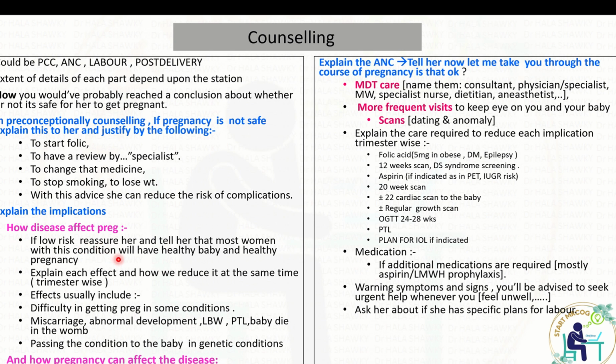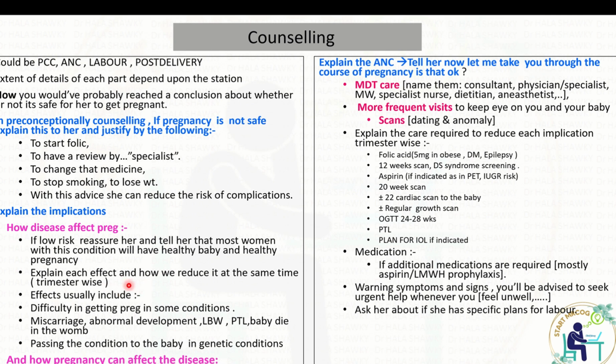are used more frequently if you find the patient low risk. So reassure her that most women with your condition will have a healthy baby and a healthy pregnancy, and then start to explain the effect of the disease on the pregnancy trimester-wise. If you can mention how to reduce this implication at the same time, it will be better. If you can't, you can just give her the implications. You can write the implications in the 2 minutes outside the cubicle on your paper, so it will be easier for you to tell her the implications.